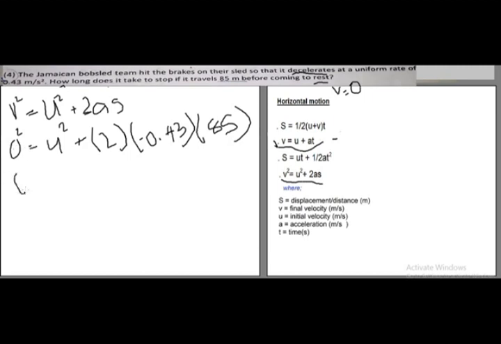Zero squared is 0. The initial velocity is unknown. We have to find the initial velocity. Plus 2 times negative 0.43 times 85 is negative 73.1.